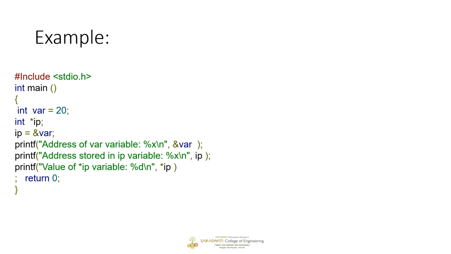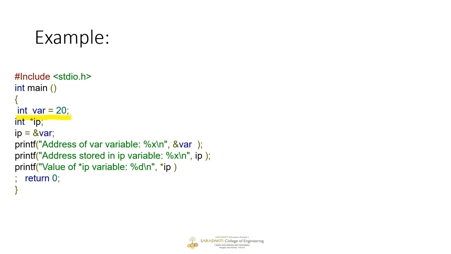So let me take an example. Over here I have taken the usual stdio.h file. I have main function, and I have this variable var, whose data type is integer, and the value which I have stored in this variable var is 20.